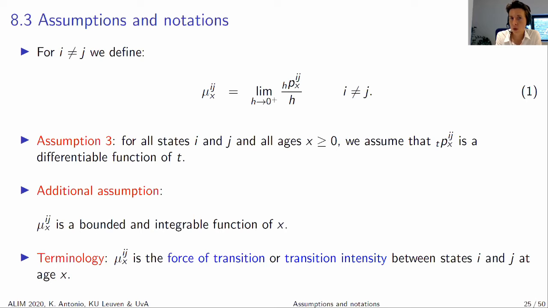And that is the equivalent of, or a more general version of, the force of mortality as we've been introducing it so far, because with the force of mortality, you would only look at the transition from state 0 to state 1, and we defined it in exactly the same way as what you see over here. So the mu is the force of transition or the transition intensity between states I and j. We're going to assume that it is bounded, so that we can take the integral of this mu, which we'll need later on, and we're also going to assume that the tPxij is differentiable.